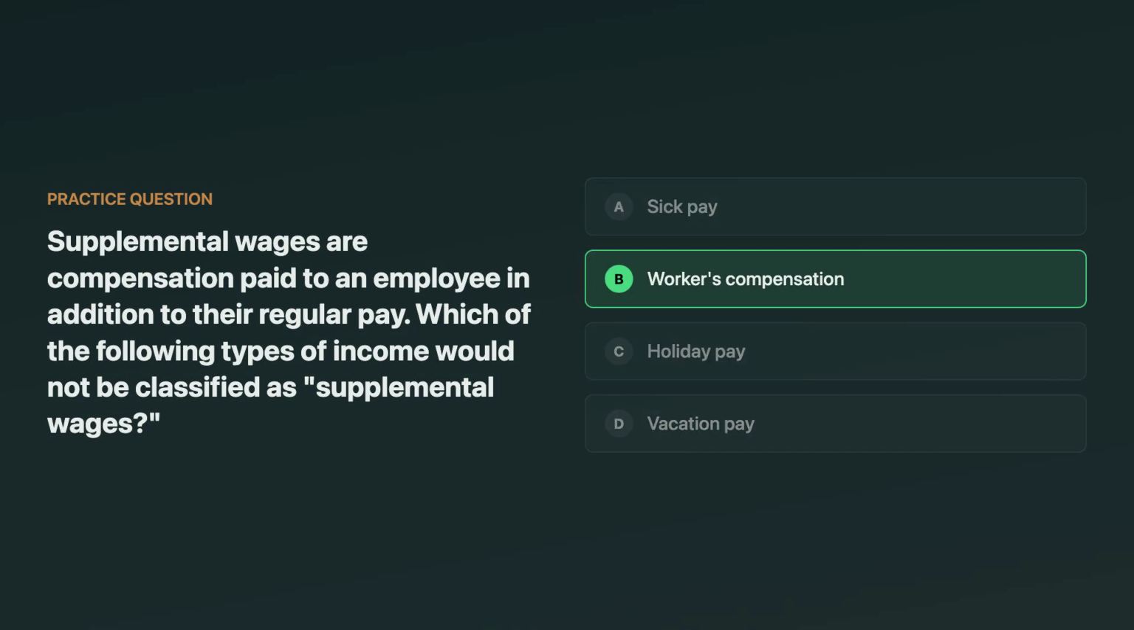The correct answer is workers' compensation. Workers' comp for a job-related injury is generally excluded from income, and it's not treated as wages, so it's not supplemental wages either. A tempting wrong choice is sick pay, because it feels like a benefit. But sick pay is still wage-type compensation and can be treated as supplemental wages.